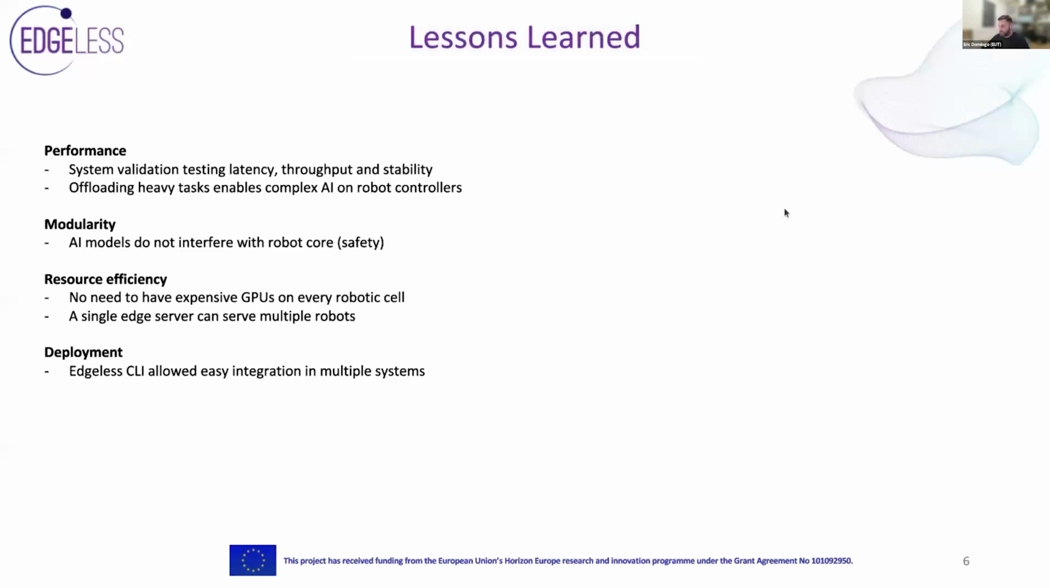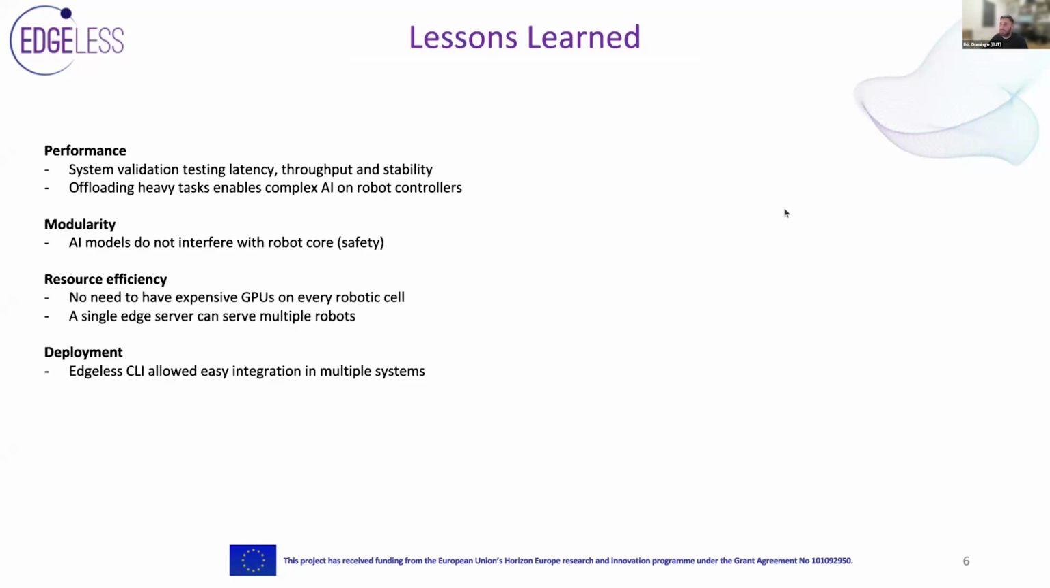Okay, so lessons learned about this use case. At the end, we have some performance. We tested the system. We validated the latency, the throughput, and the stability of the system. We have also been able to offload heavy tasks of the robots to the edge, so the robots can take advantage of them.